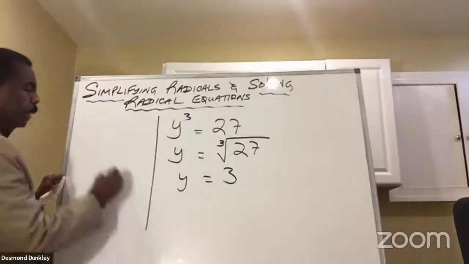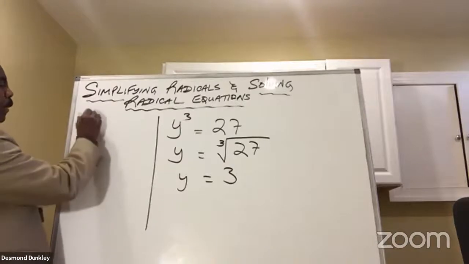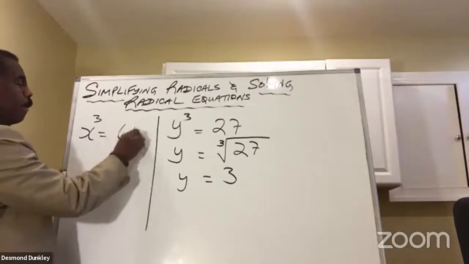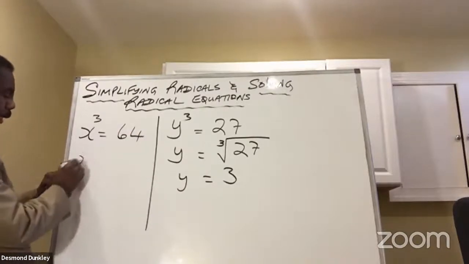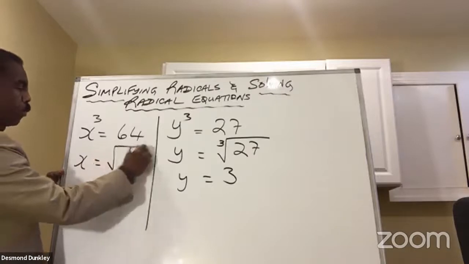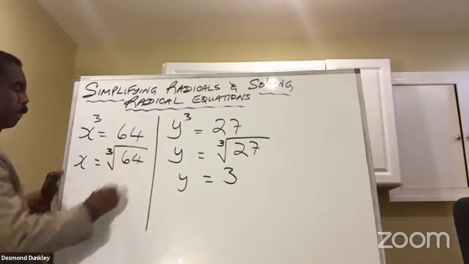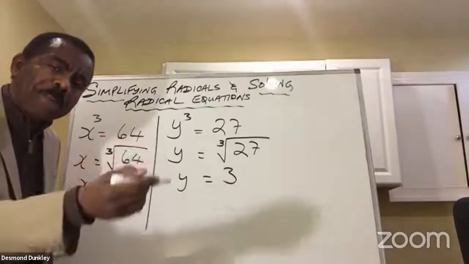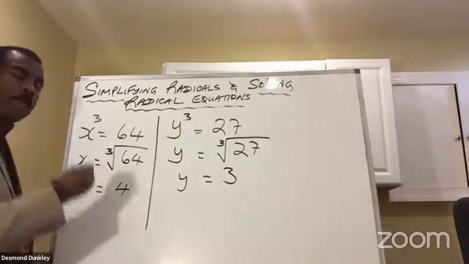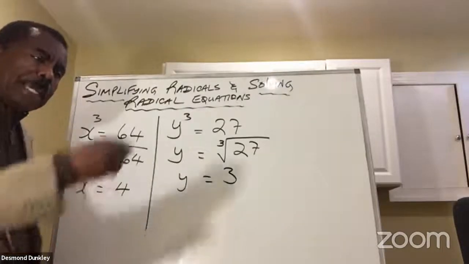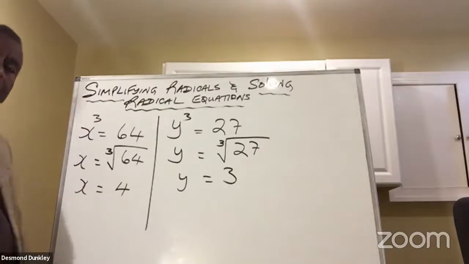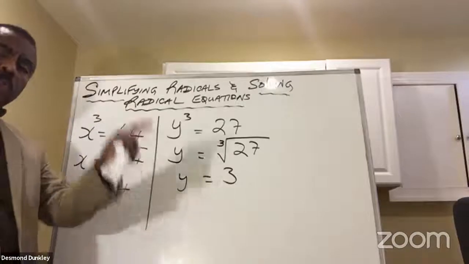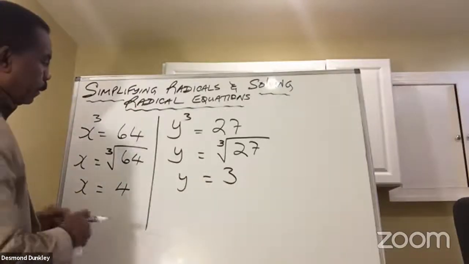Similarly, if I gave you x³ = 64, we know that x is going to be equal to the cube root of 64. And x is going to be equal to what times itself 3 times? 4 times 4 is 16. 4 times 16 is 64. So 4 is the answer. Notice I put the 3 inside the hook, meaning it's the cube root. Okay? Good.